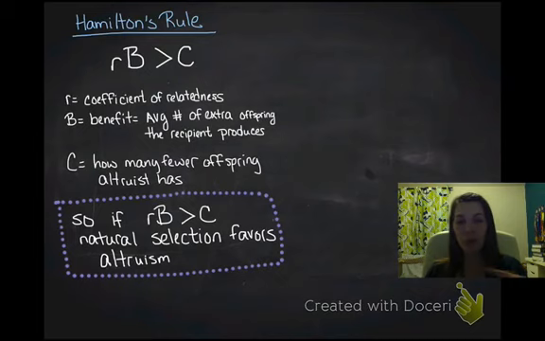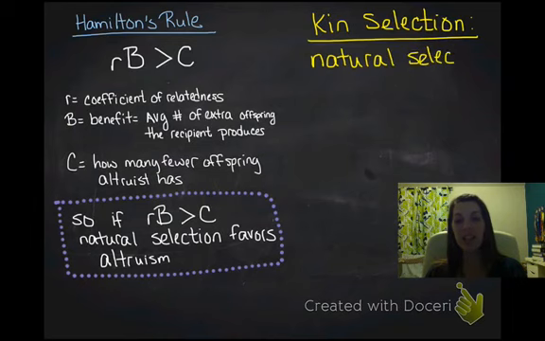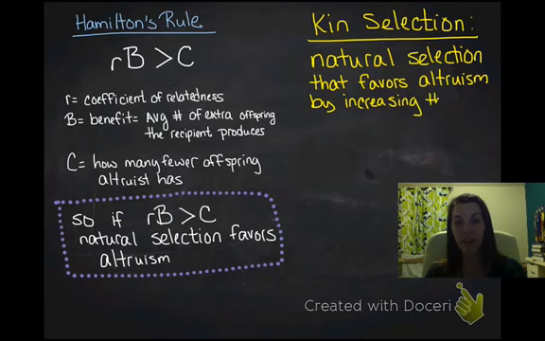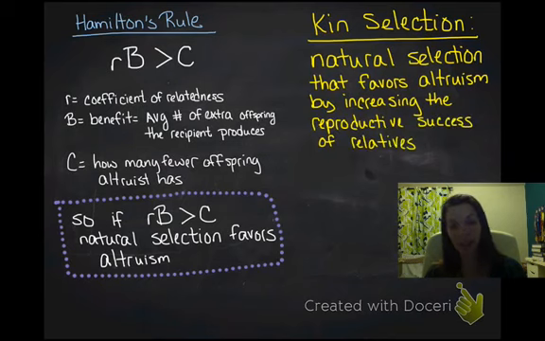So no math, just English. This is what kin selection is: natural selection favors altruistic behavior by increasing the reproductive success of my relatives. That's all it says. If I do something altruistic and it allows my close relatives to have more reproductive success, thereby spreading their genes, that's kin selection. Kin selection is an evolutionary explanation of altruistic behavior.